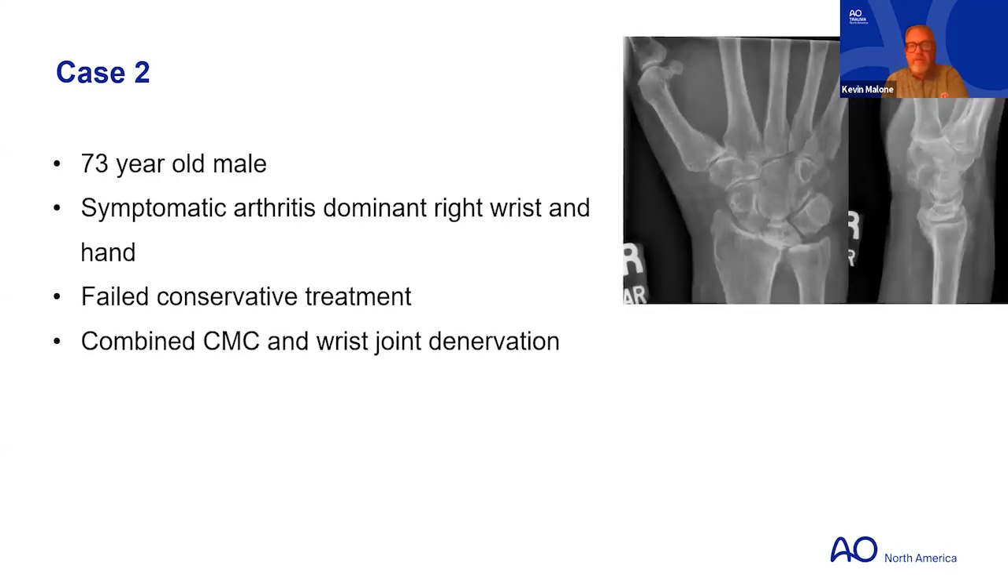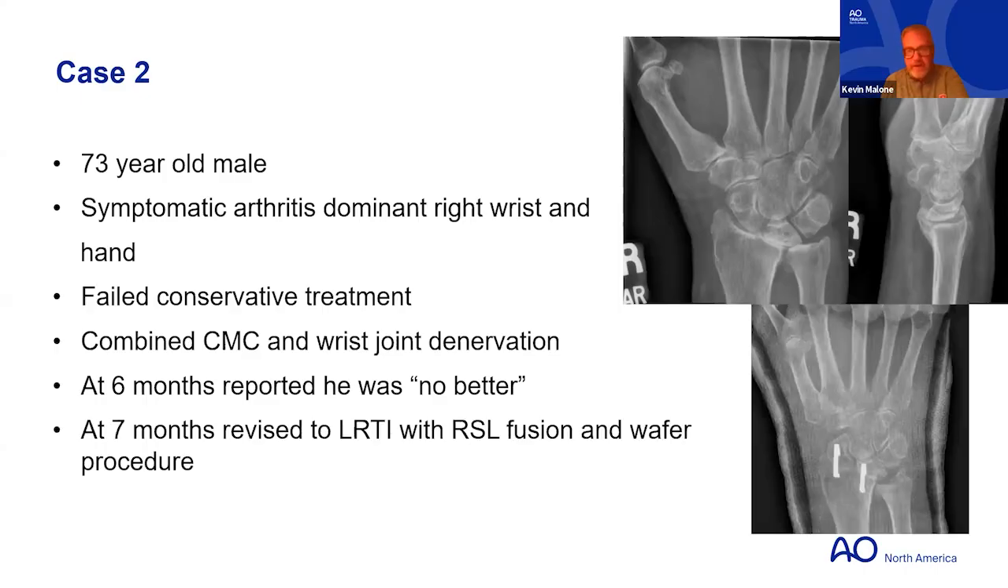And then as another example where maybe I tried to bite off a little more than I could chew, this is a 73-year-old male with arthritis of his dominant wrist and hand and thumb. He had failed conservative treatment, so we attempted a combined CMC joint denervation by a similar technique of those 4 terminal nerve branches, and then also tried to denervate his wrist joint with AIN and PIN neurectomy. And at 6 months, he reported that he was no better. And so he ultimately, at 7 months, was revised to an LRTI with a radioscapholunate fusion and then a wafer distal ulnar resection to decompress that ulnocarpal joint.